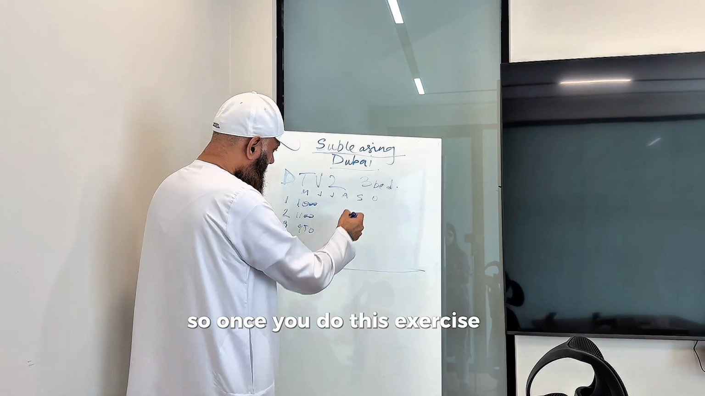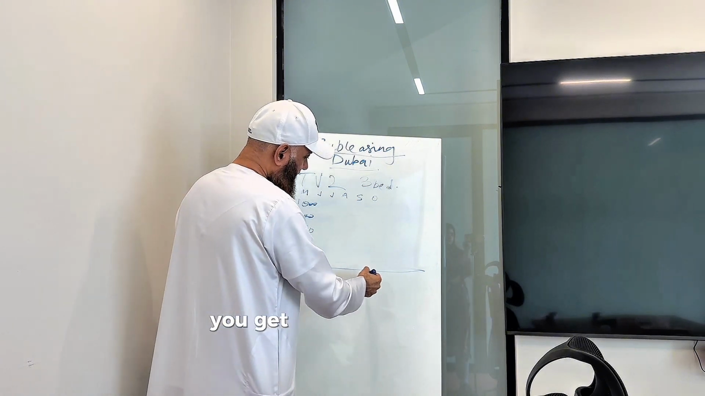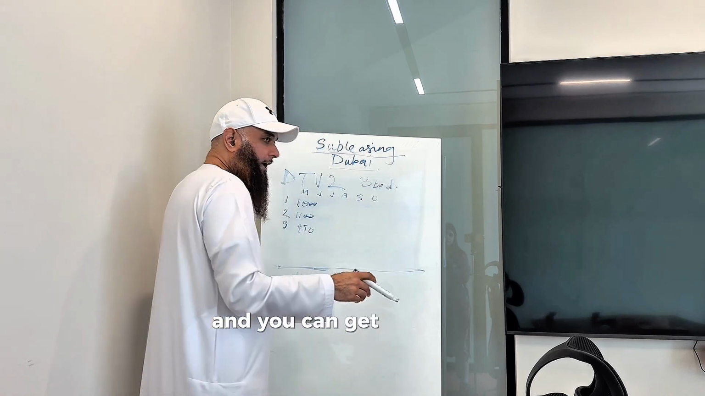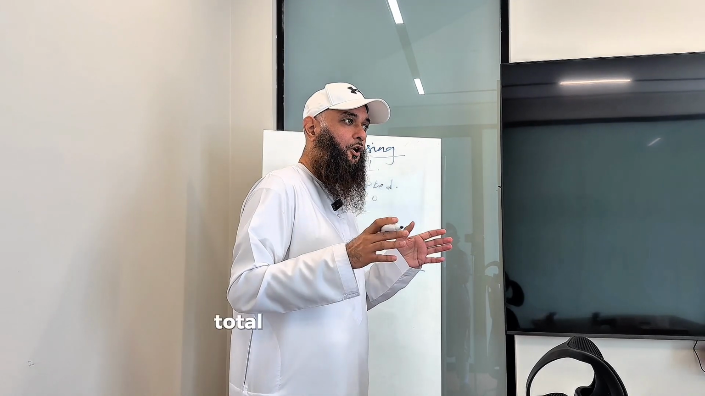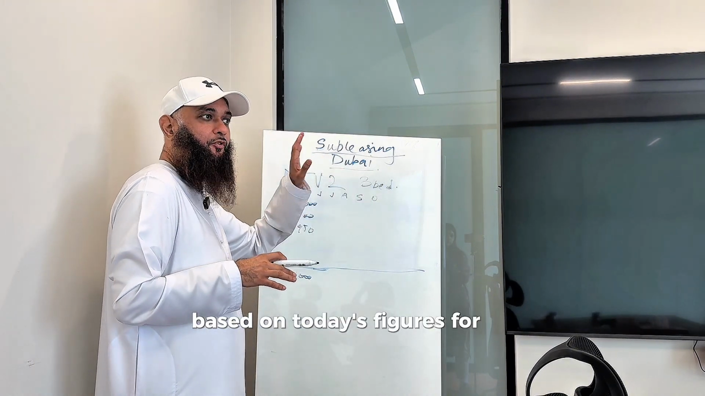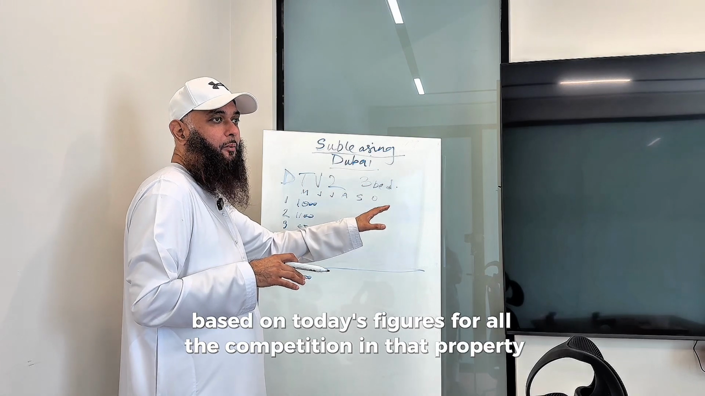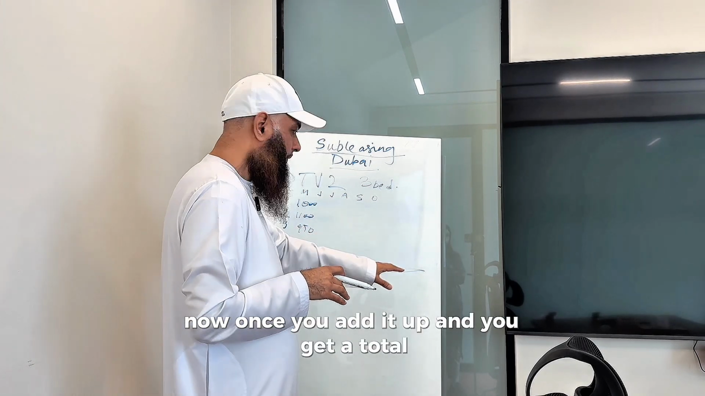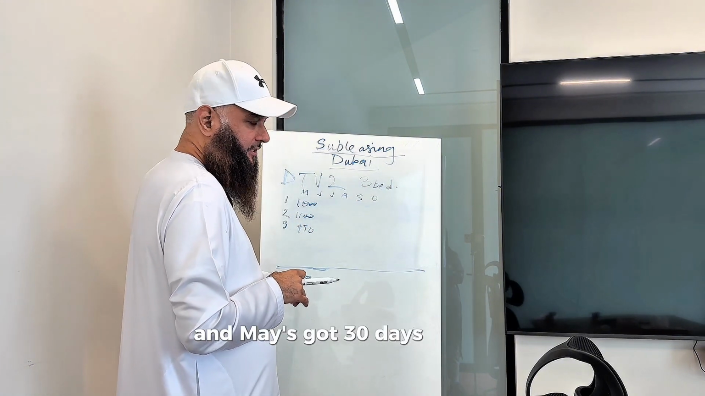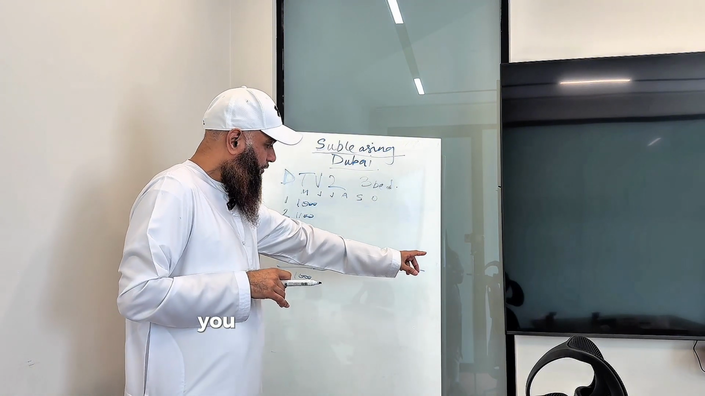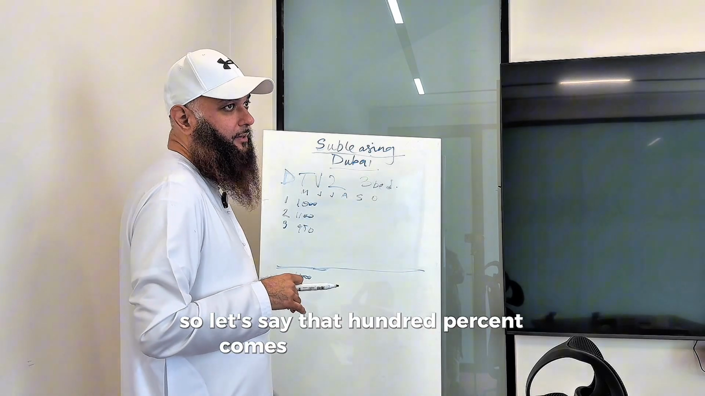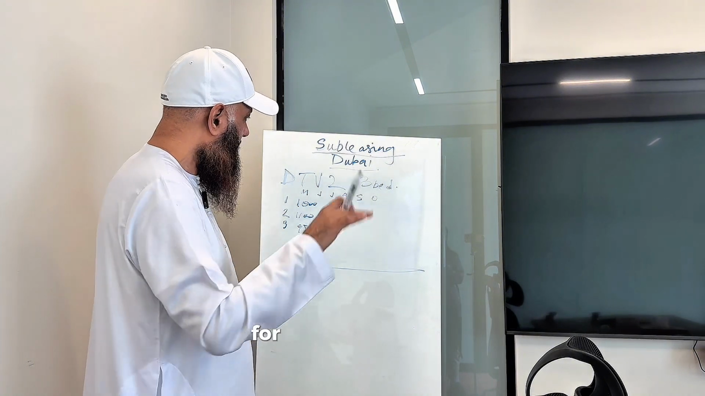So once you do this exercise for all of those properties, you get a number for every month and you add it up times the number of days a year, and you can get what your 100% total revenue would be on average based on today's figures for all the competition in that property. Now once you add it up and you get a total, so it's 1,000 a night on average for May, and May's got 30 days, etc. And then you add it all up, you get 100% occupancy rate figure. So let's say that 100% comes to, let's say, 700,000 for argument's sake.